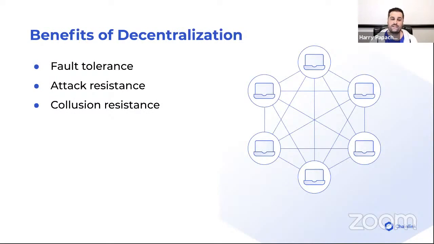So the benefits of decentralization are pretty straightforward: fault tolerance, attack resistance, and collusion resistance. They're less likely to fail accidentally because of the way they're architected. They're more expensive to attack and destroy or manipulate because there are no central points. And it's much harder for participants in decentralized systems to collude, to act in ways that benefit themselves at the expense of others.